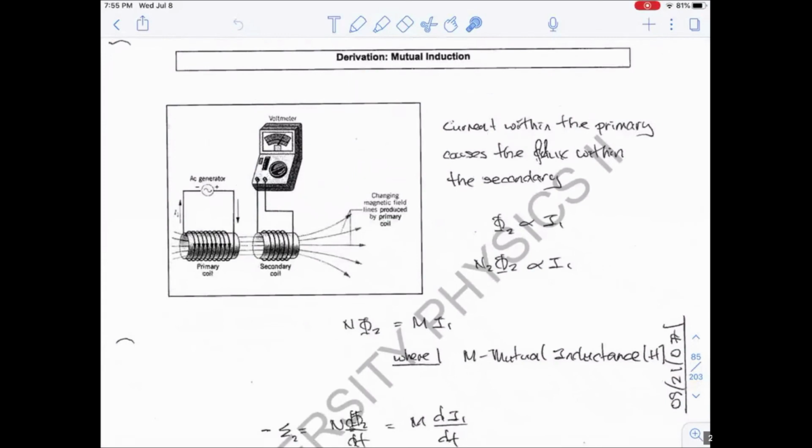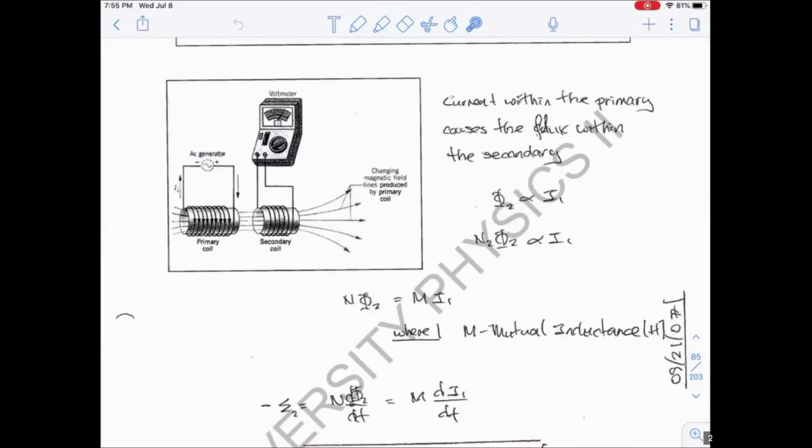So how do we mathematically formulate or model this? What do we know? The magnetic flux within the secondary is going to be caused by the current within the primary. The current within the primary is going to be responsible for the flux within the secondary.